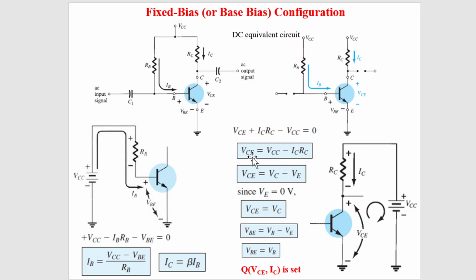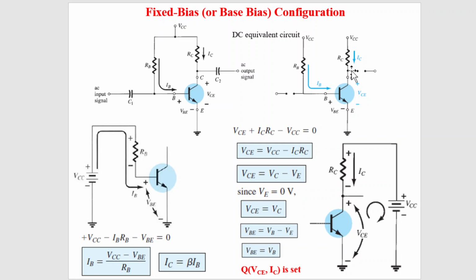And once we know VCE, we know VCE is equal to VC minus VE. This voltage VCE is this voltage minus this voltage VE, and here there is no resistance at the emitter, which means the emitter voltage is 0. If the emitter voltage is 0, then VCE is equal to VC, that is the collector voltage.